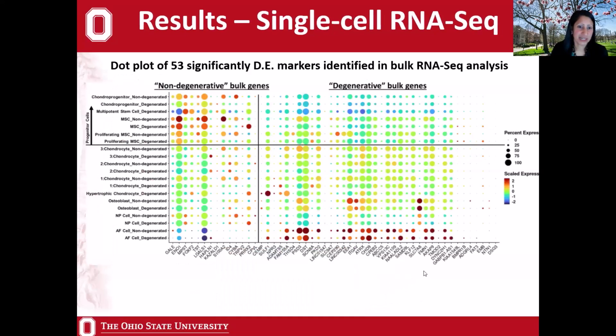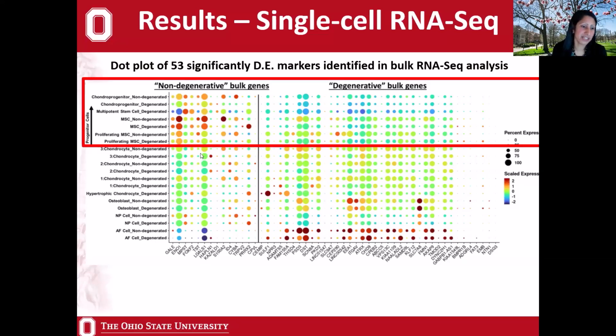Next, we wanted to look at those genes we identified from our bulk RNA-seq, those 53 genes that were significantly differentially expressed, and see how they look in our single cell analysis. So here we have all the genes that were associated with the healthy, non-degenerative phenotype, and all the genes here that were associated with the degenerate. We wanted to look at expression across all our different clusters, both degenerate and healthy.